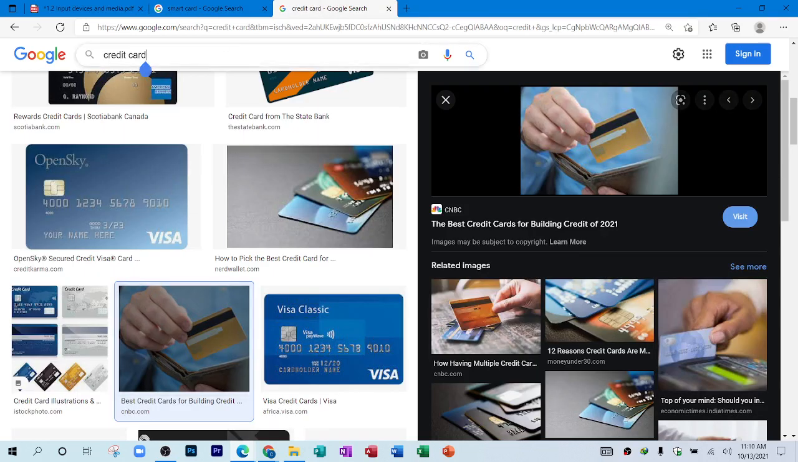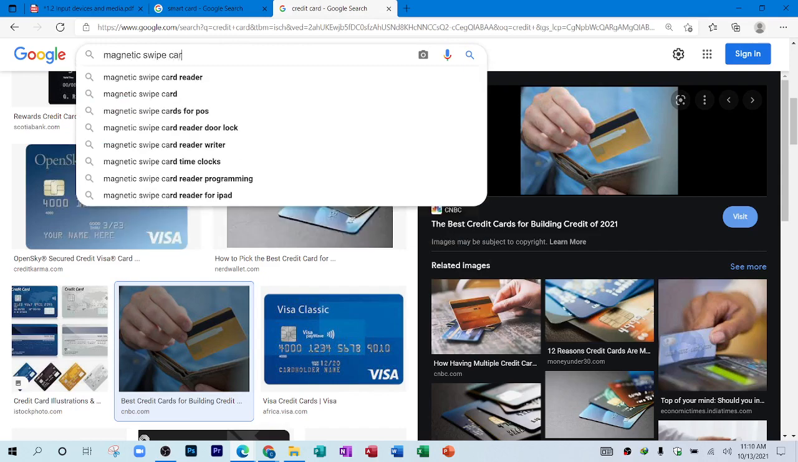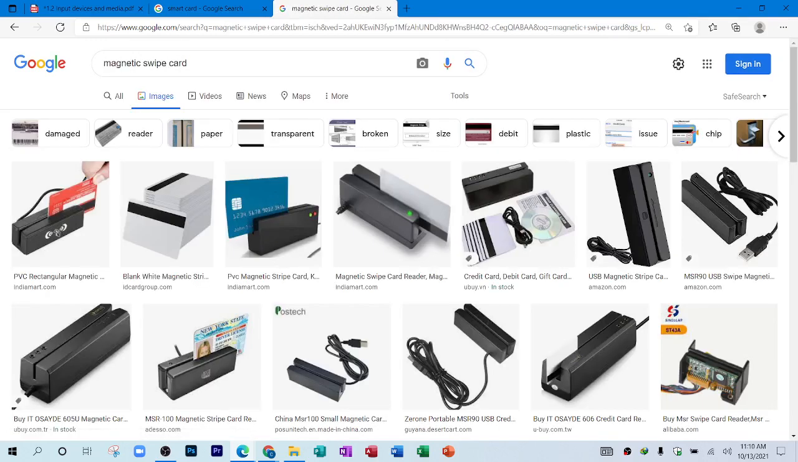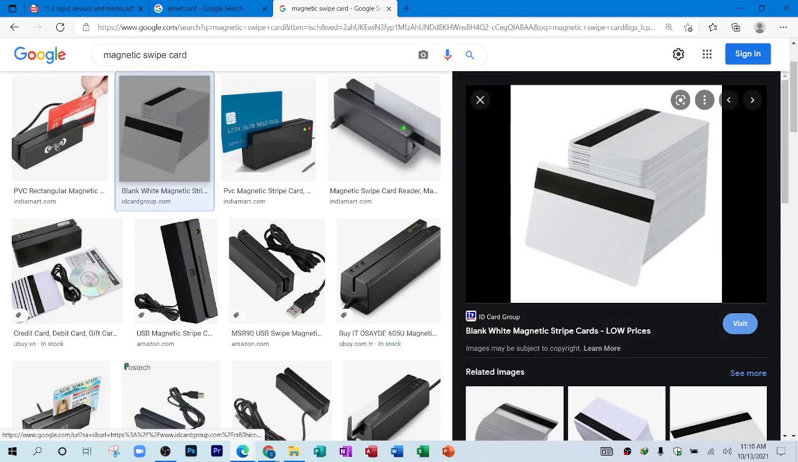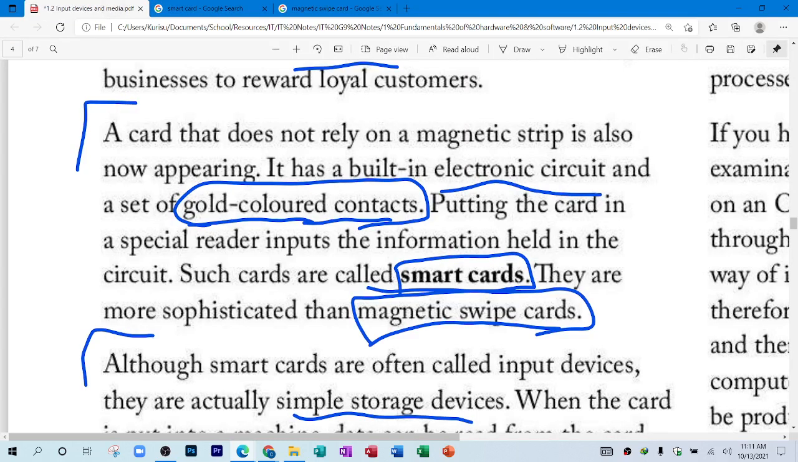And if we were to look for a magnetic swipe card, notice what we have here. We have a card with a magnetic strip, and the magnetic strip is usually going to be black. So that is why if you damage that black area, it's going to corrupt the data. So those are the two cards that basically you guys have to remember.